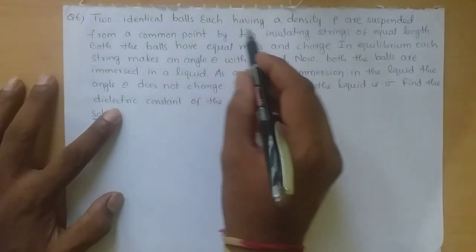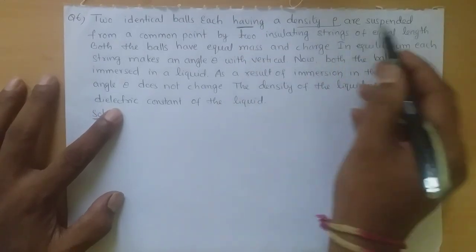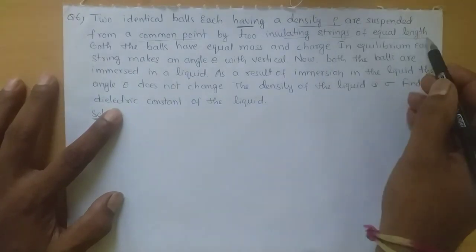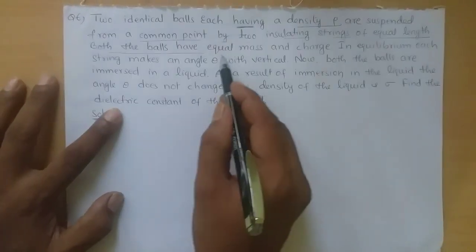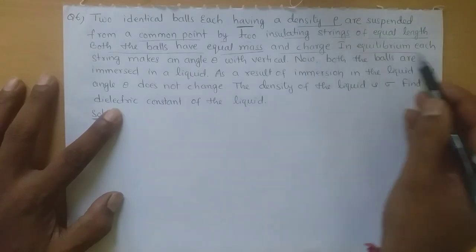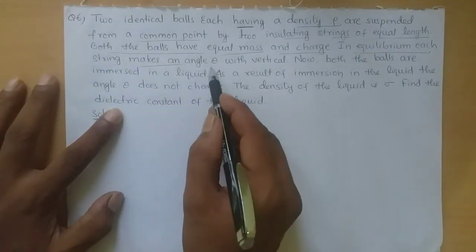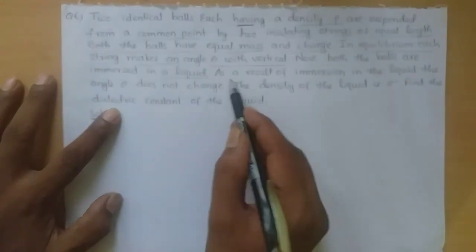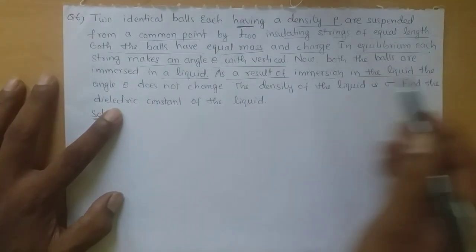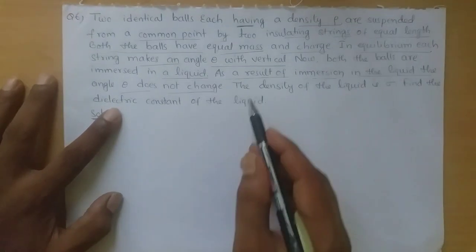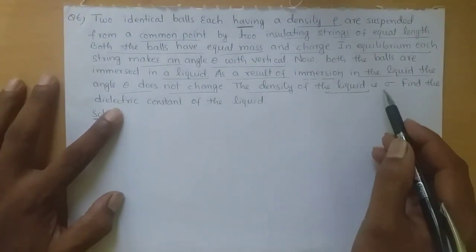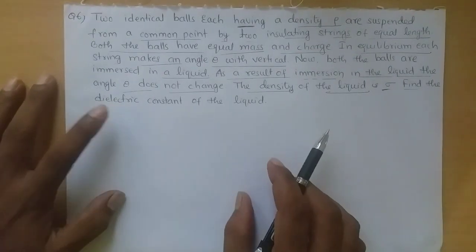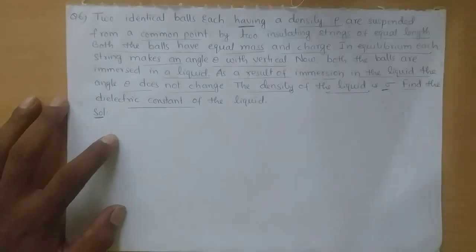Two identical balls, each having density rho, are suspended from a common point by two insulating strings of equal length. Both the balls have equal mass and charge. In equilibrium, each string makes an angle theta with the vertical. Now both the balls are immersed in a liquid. As a result of immersion in the liquid, the angle theta does not change. The density of the liquid is sigma. Find the dielectric constant of the liquid.